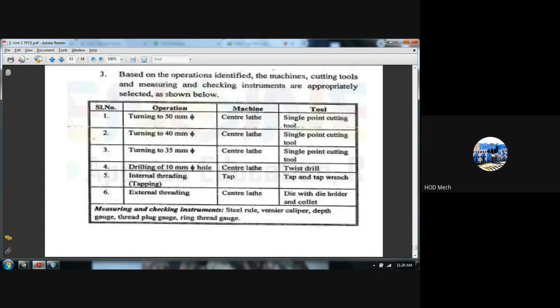இங்க machinesல என்ன வரும், turningல பண்ணும்போது what type of machines you are using, whether you are using CNC machine or you are using turret lathe or you are using normal lathe, center lathe, what type of machines you are using, that you have to mention here. And tool you have to specify what type of tool you are going to use, என்ன tool use பண்ண போறேன். And then finally you have to write what is the measuring and checking instrument you are going to use.